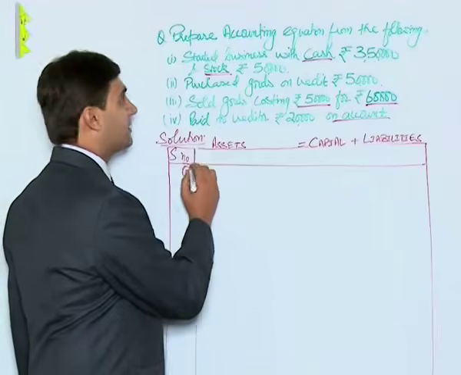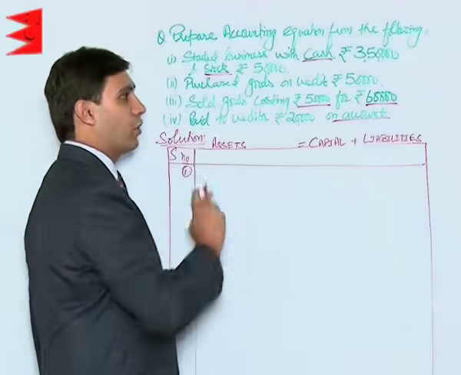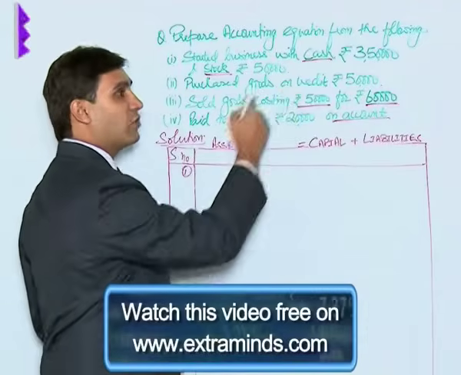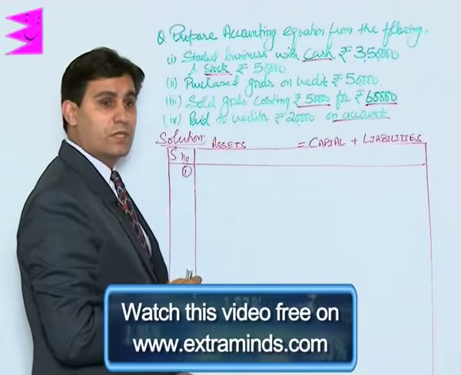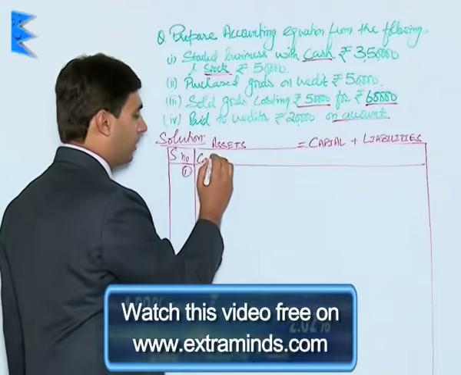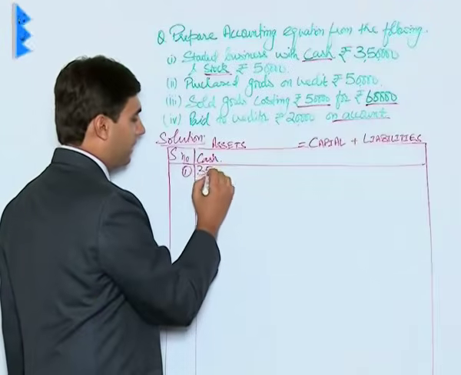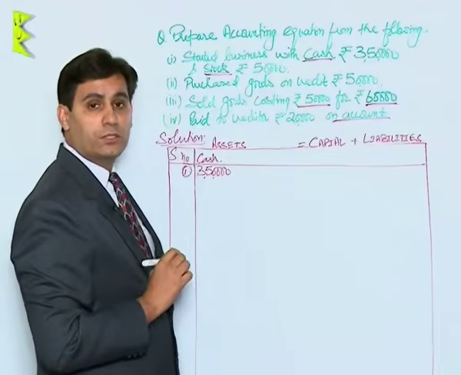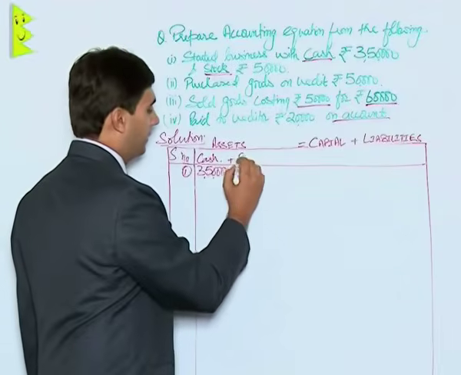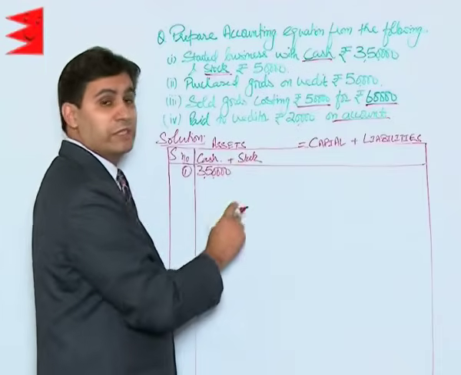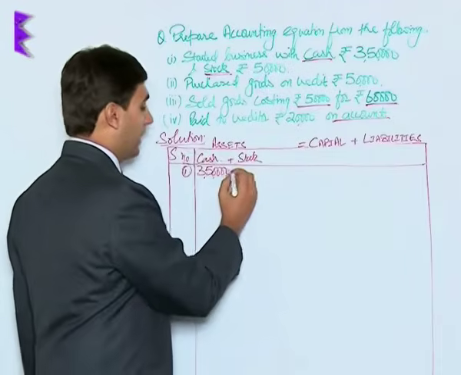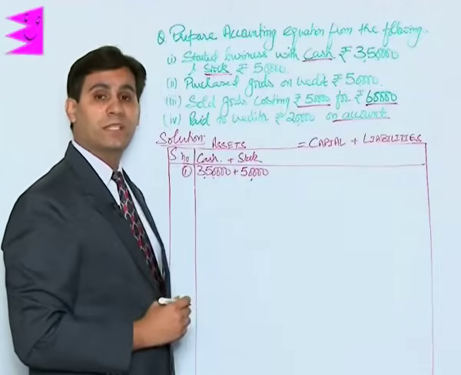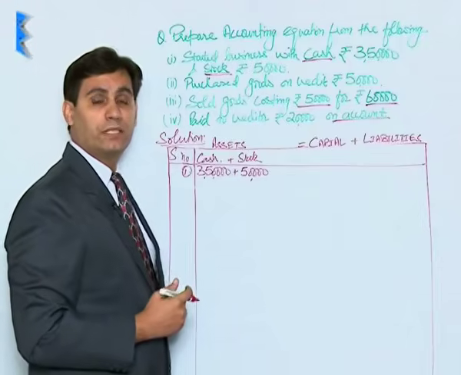The first transaction is that the owner has brought in cash and stock. Now from the point of view of business, we are getting a cash of rupees 3,50,000. Cash is an asset. So let us create a column of cash and add 3,50,000 rupees. Owner is also bringing in stock. Stock is an asset. So under the column of assets, we'll create a sub column of stock and add 50,000 rupees to it.